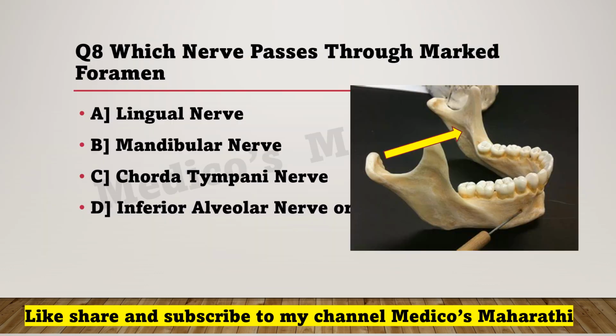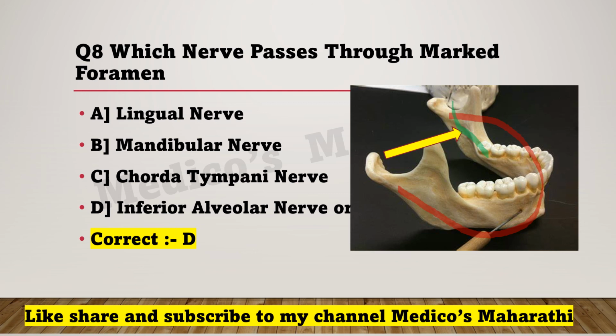What is our next question? Here you go. Which nerve passes through the marked foramen? So the examiner is asking which nerve is passing through this marked foramen. This is the mandibular foramen, and the examiner is asking the name of the nerve. My dear friends, this nerve will be option number D, inferior alveolar nerve.